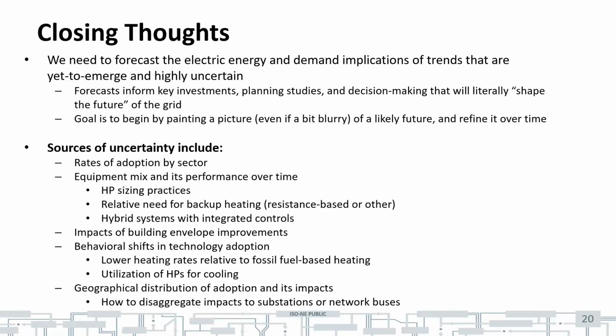In terms of sources of uncertainty, I'm running out of time. These are basically a lot of different words to say a lot of the same things that Ryan said in the prior talk. Certainly the rates of adoption are a huge source of uncertainty. What that equipment mix looks like, heat pump sizing, what the backup heating looks like. If it was resistance based, how common is it going to be? How much will full heating electrification take off?